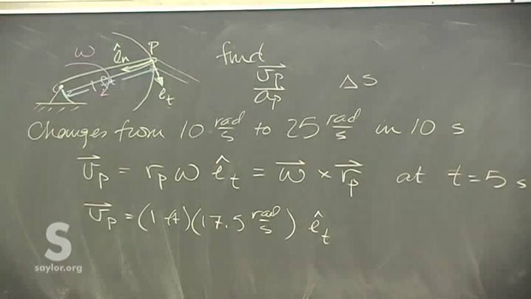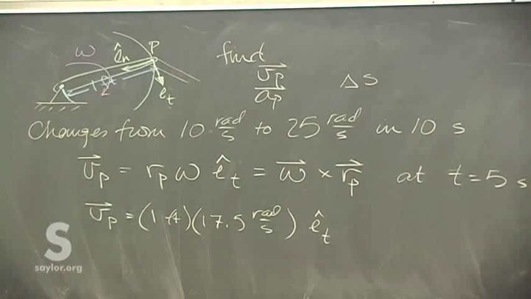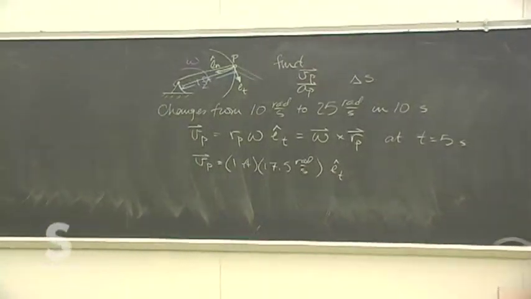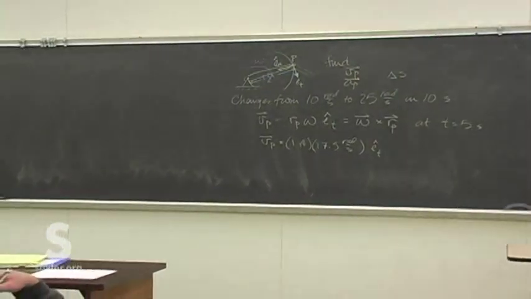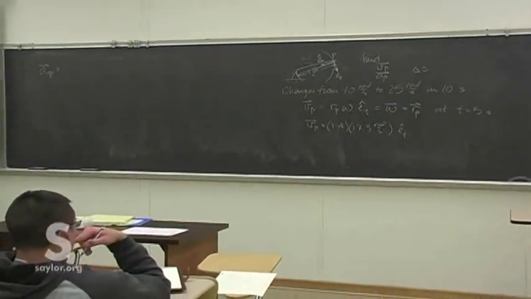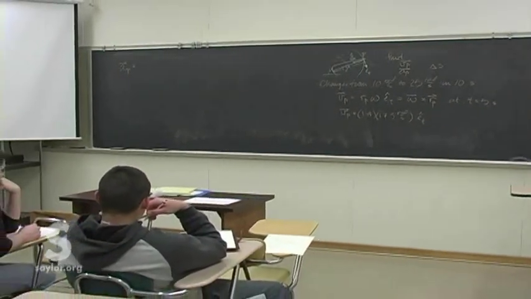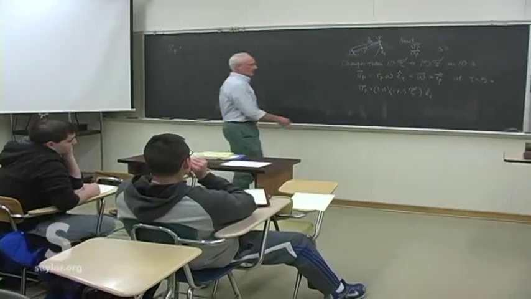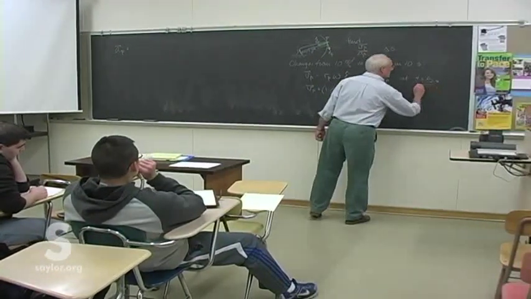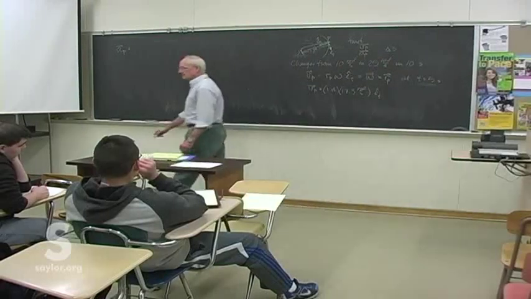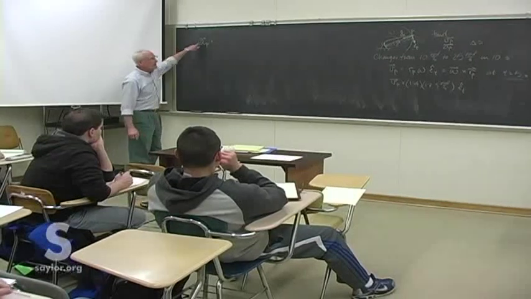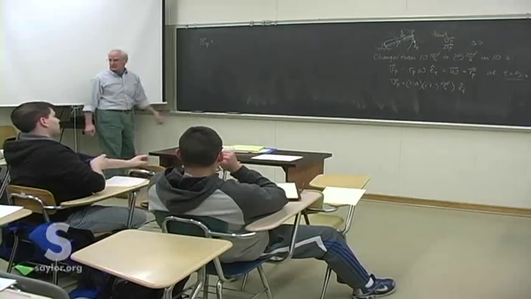What about the acceleration of point P? That arm's speeding up, which means point P is going to speed up as well. We need to figure out by how much. And again, let's just pick it and solve it at 5 seconds. So what's the acceleration of point P? How are we going to find that? And then let's just go through the mechanics of it with the numbers.